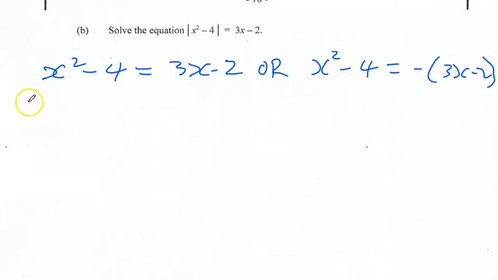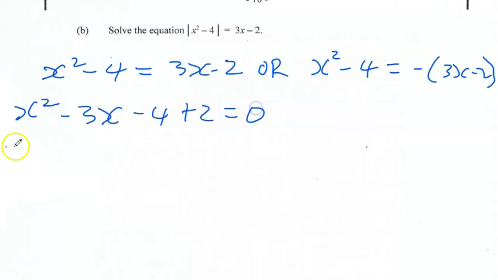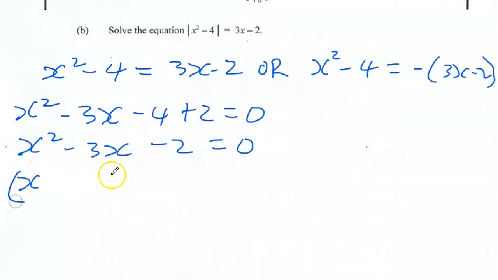The first one, we can group the quadratic, so we have x squared. Group the 3x, we have minus 3x. And group the constants, we have minus 4 plus 2 equal to 0. Let's focus on this one. So x squared minus 3x, now negative 4 plus 2, that's minus 2, equal to 0. I'm going to factorize. So we think of which two numbers add to give minus 3 and multiply to give minus 2. So this one seems like it cannot be factorized, so we have no option but to use the quadratic formula.